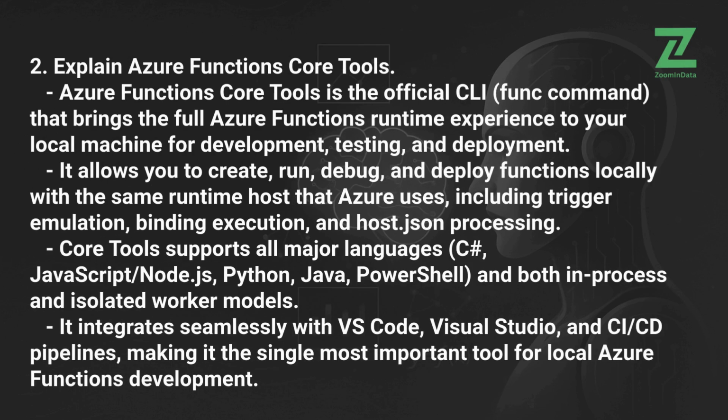2. Explain Azure Functions Core Tools. Azure Functions Core Tools is the official CLI, the func command, that brings the full Azure Functions runtime experience to your local machine for development, testing, and deployment. It allows you to create, run, debug, and deploy functions locally with the same runtime host that Azure uses, including trigger emulation, binding execution, and host.json processing.